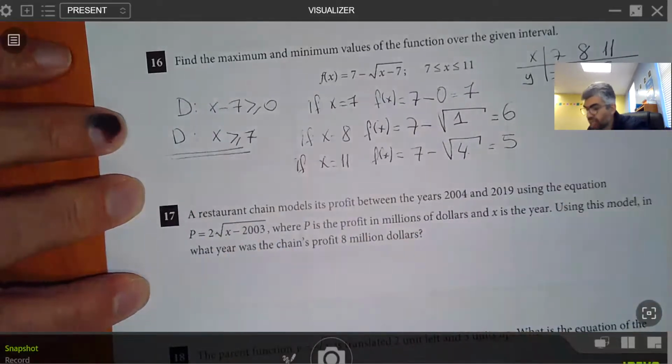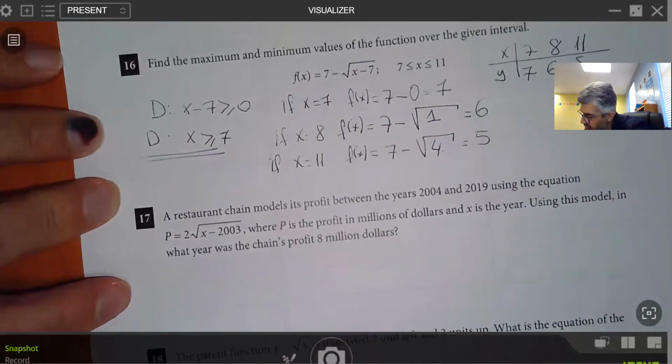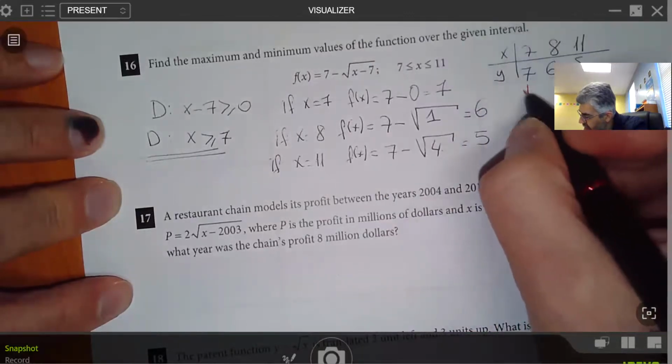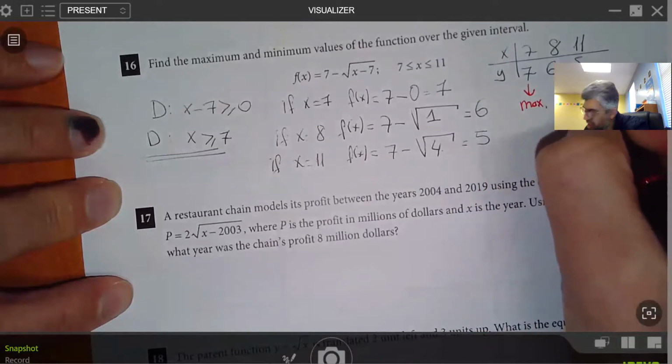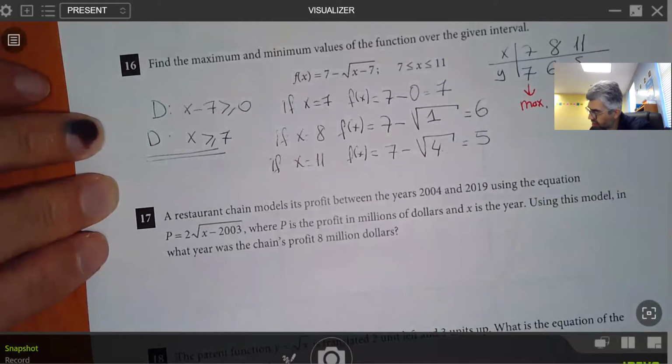Okay. So what do you say? What is the minimum and maximum value of the function over the given interval? This is the maximum value. This will be the minimum value over the interval 7 to 11.